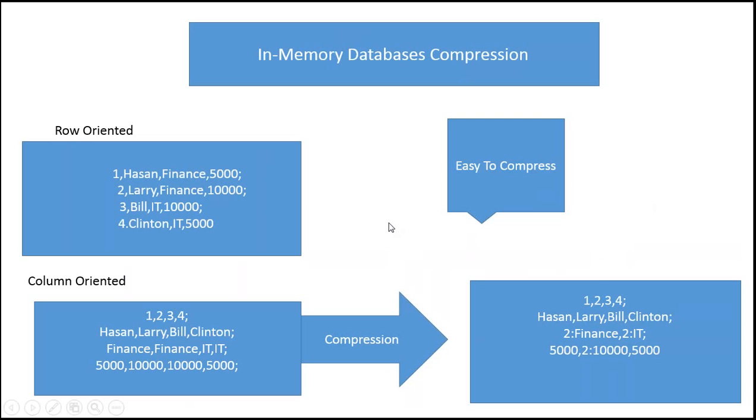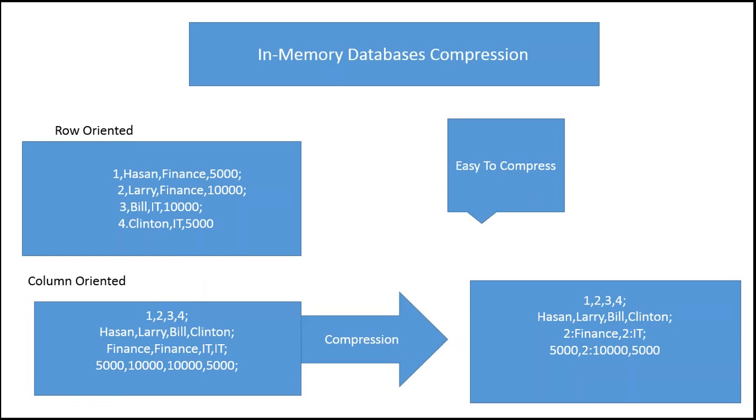Suppose you are using column-oriented storage, data compression is also there. So what exactly is data compression? I have data: ID, name, department, and salary. This data is row oriented. The same data I am going to store column oriented. We have the data compression concept also in HANA. So what exactly is data compression?